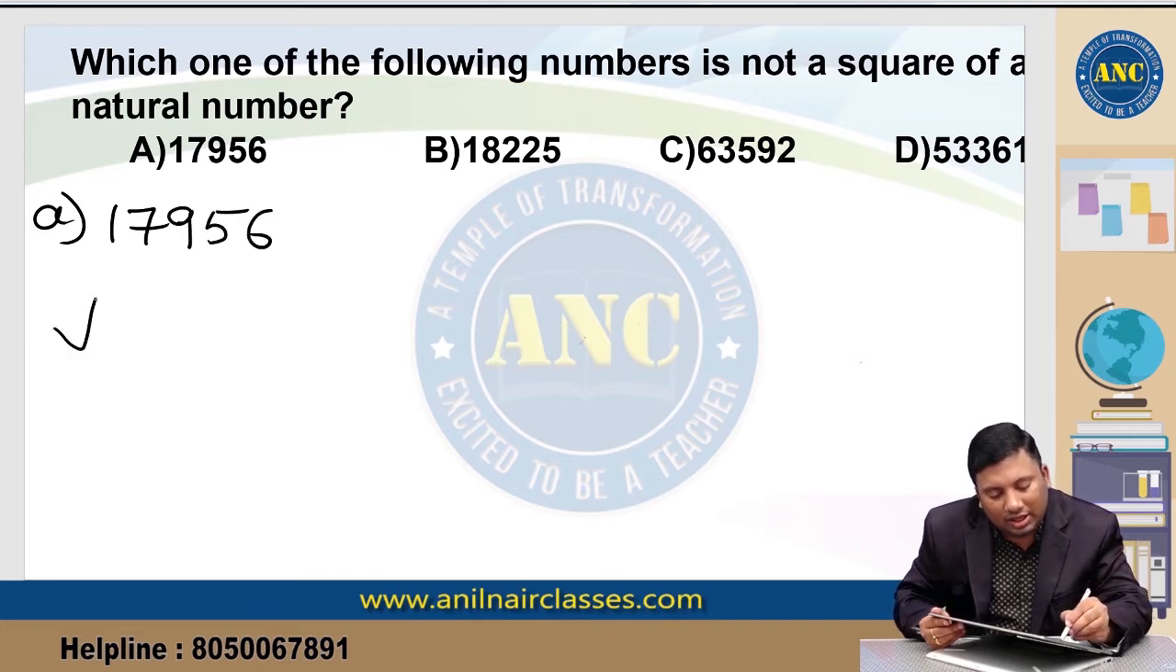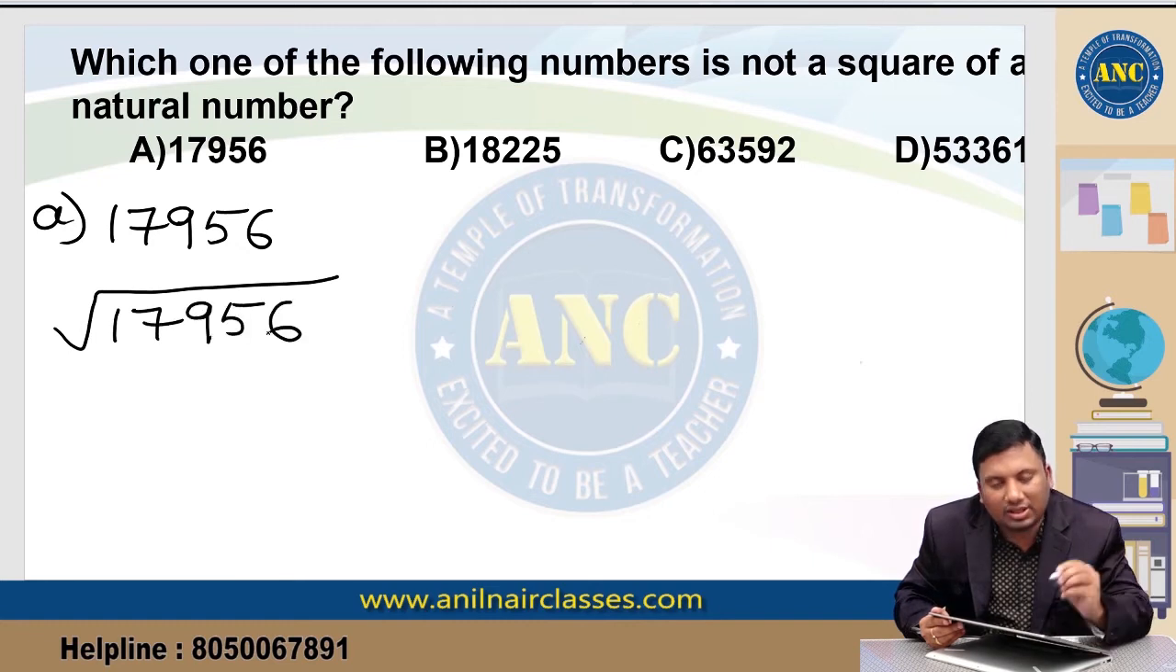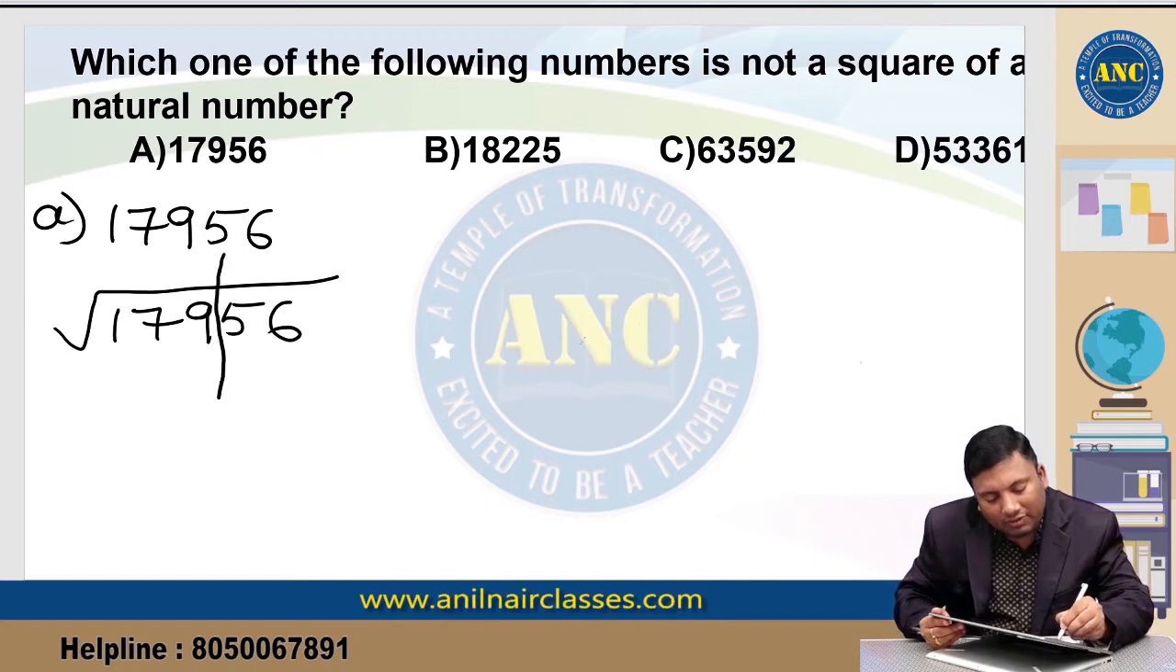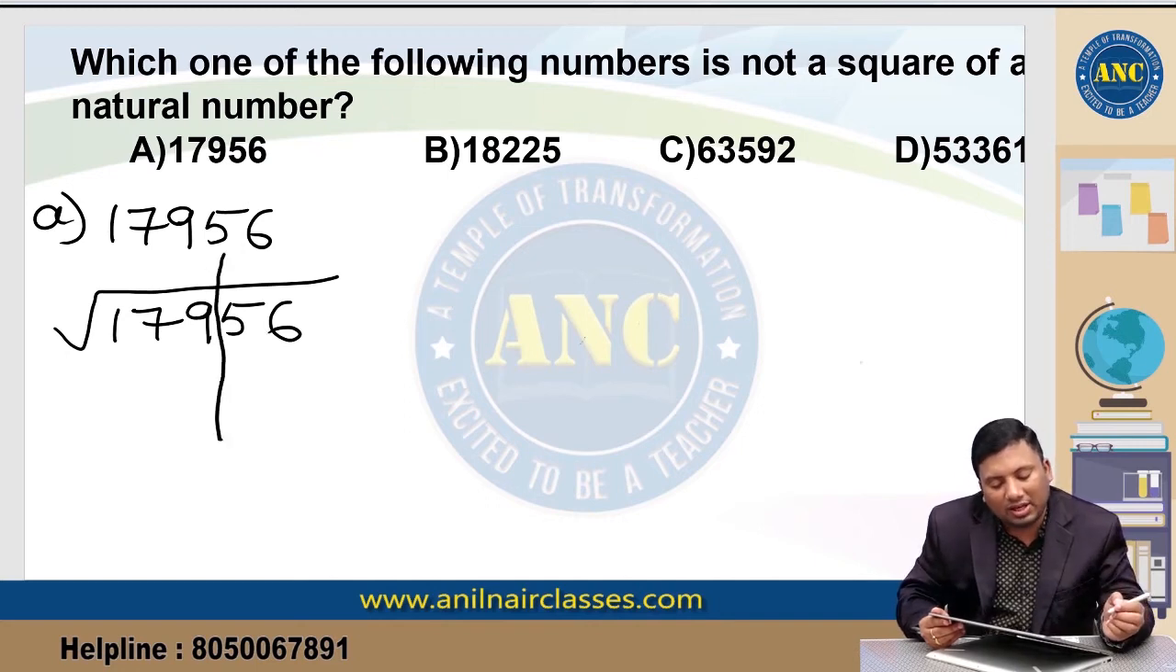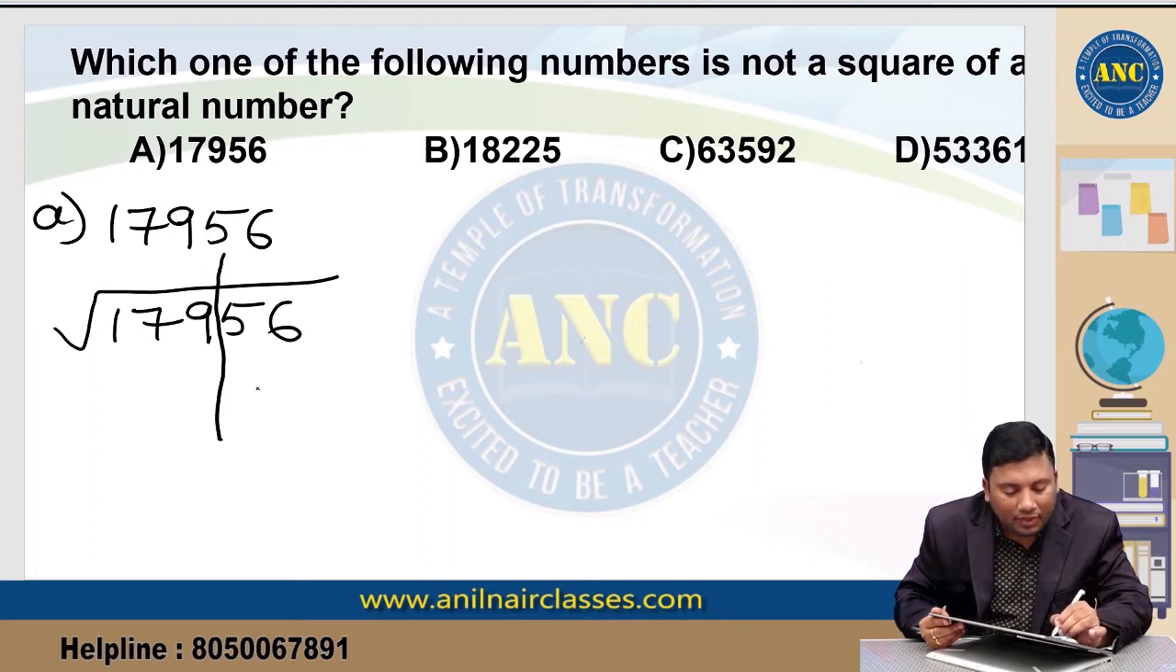Now see here. This is nothing but the square root of 17956. Because it is a square root, keep a slash after 2 digits. If I keep a slash after 2 digits, the answer will have 4 at the end, since 4 squared is 16 or 6 squared is 36.